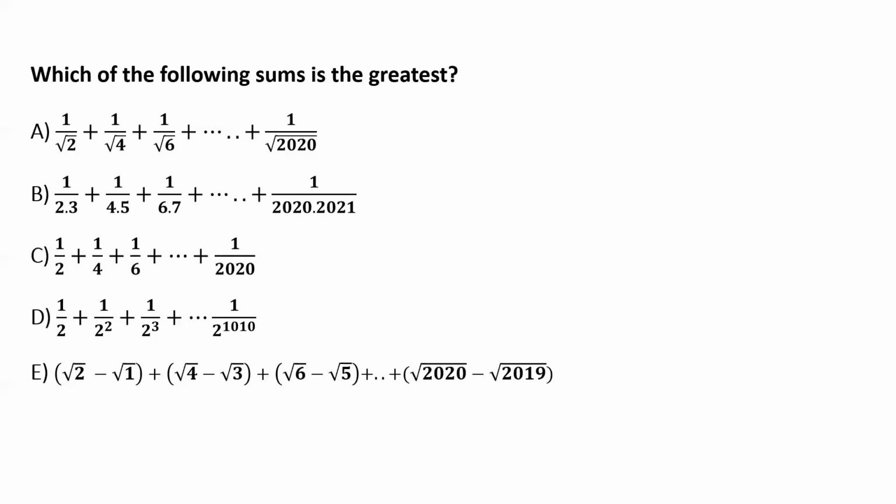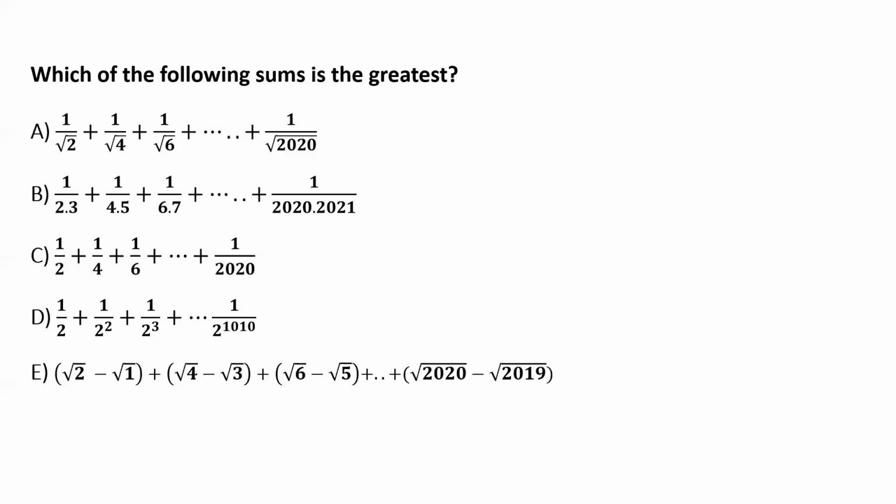And option E, lastly, is the difference between square roots of successive integers starting with root 2 minus root 1, then root 4 minus root 3, and all the way through root 2020 minus root 2019. So this problem may look formidable because these sums individually are not trivial to find, because we have quite a few terms and it will take a while to actually calculate these.